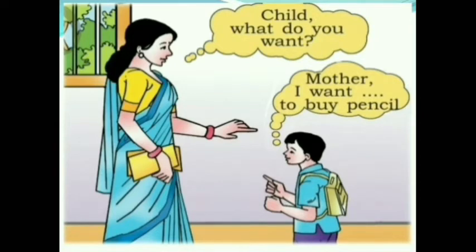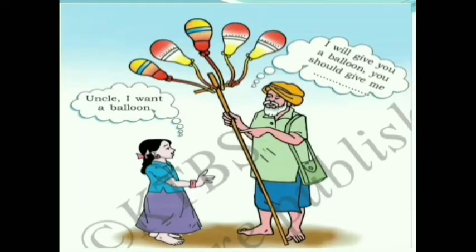Children, see these situations. In the first situation, the mother is asking the child, "What do you want?" Then the child says, "Mother, I want money to buy a pencil." Here the child needs money. In the next situation, the child is asking, "Uncle, I want a balloon." The balloon seller says, "I will give you a balloon. You should give me money." What does he need? The balloon seller asked for money.